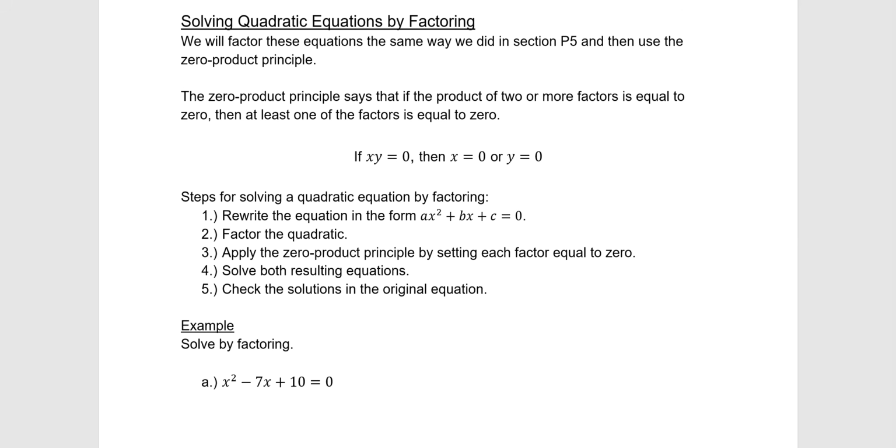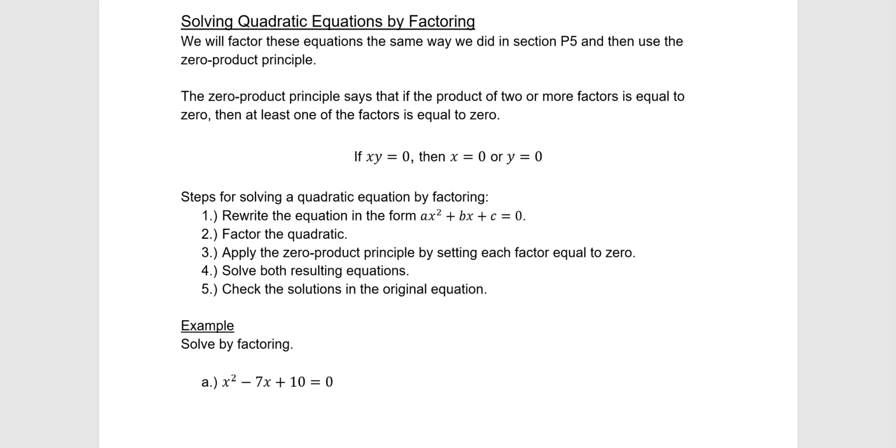we're going to be using the same factoring techniques that we did previously, and then we're going to use what's called the zero product principle or the zero product property. The zero product principle says that if we're multiplying two or more things together, one of those things has to be 0. So if we have something like x times y equals 0, the only way to multiply to 0 is if either x is 0 or y is 0. So we're going to factor it completely, and then set each factor equal to 0 and solve the remaining equations.